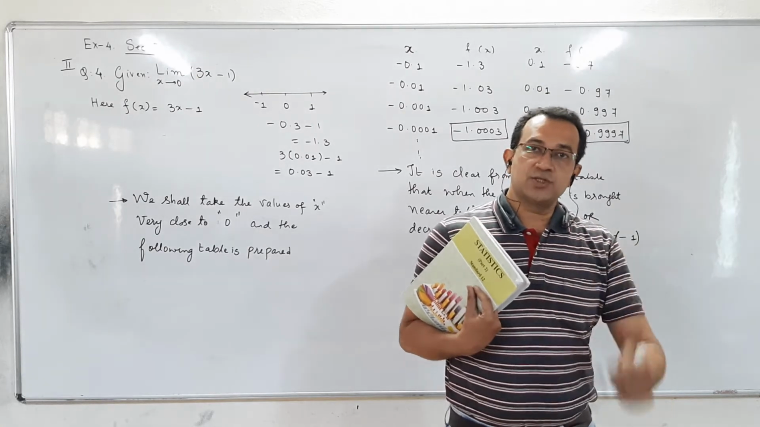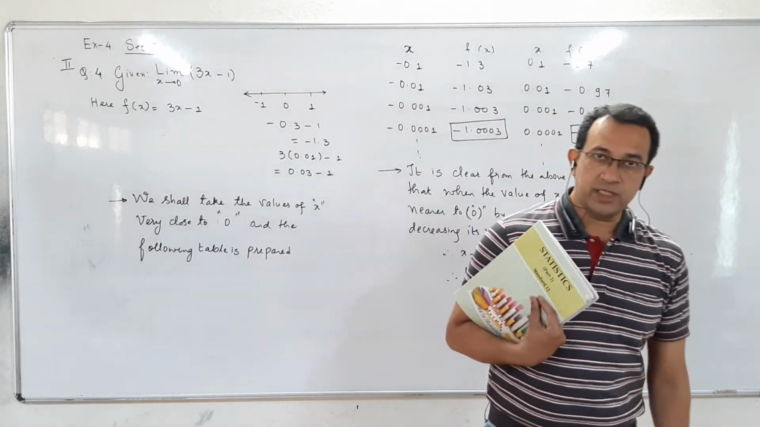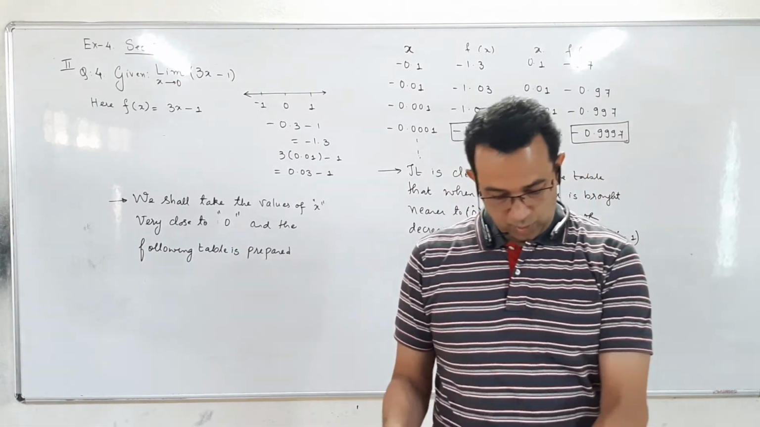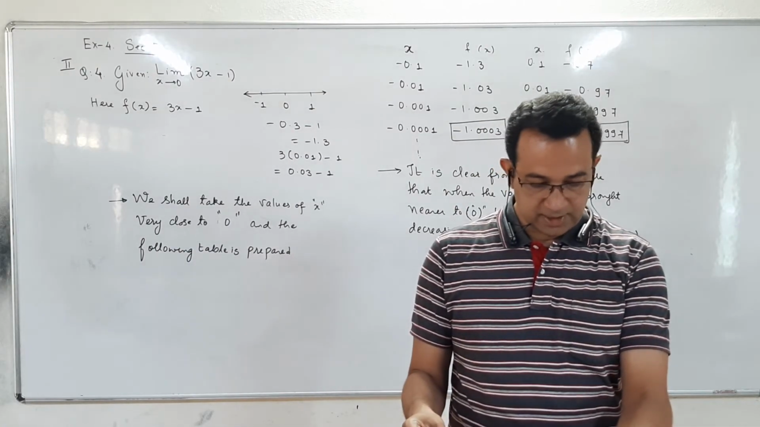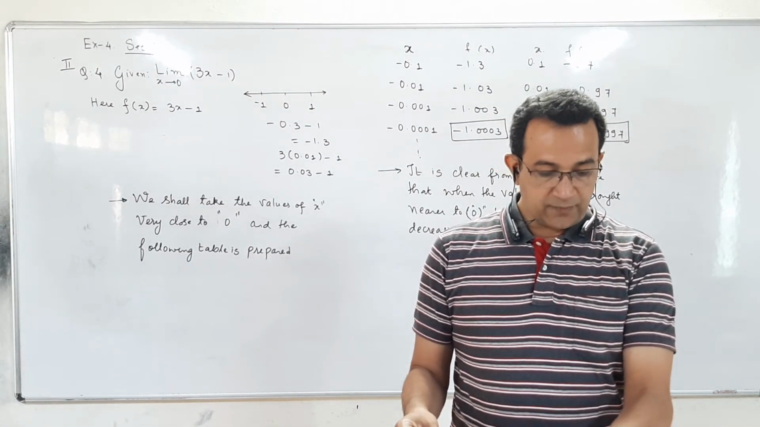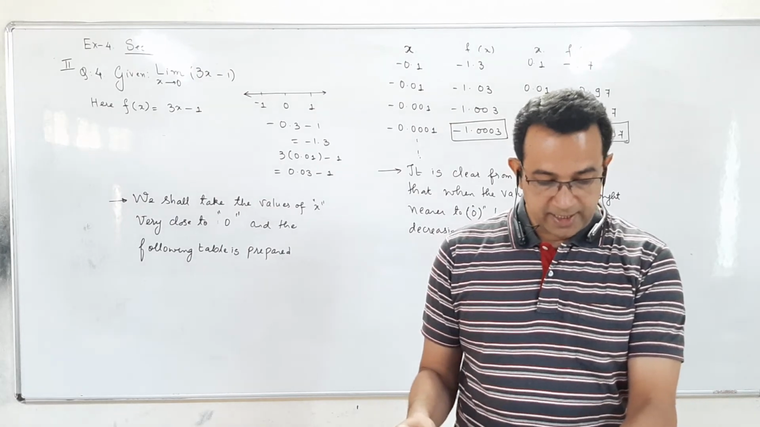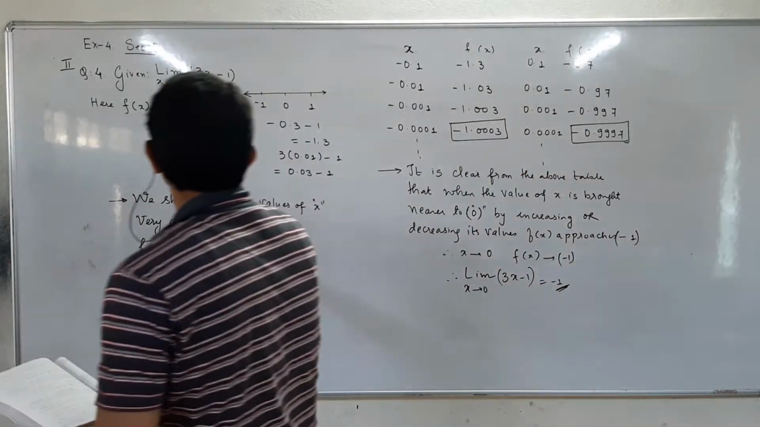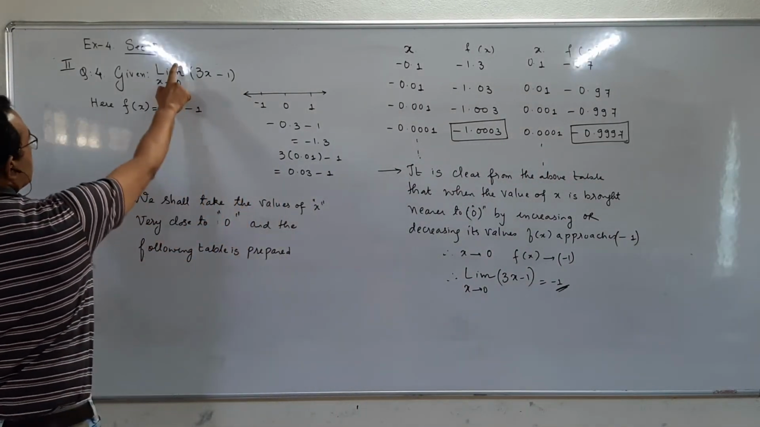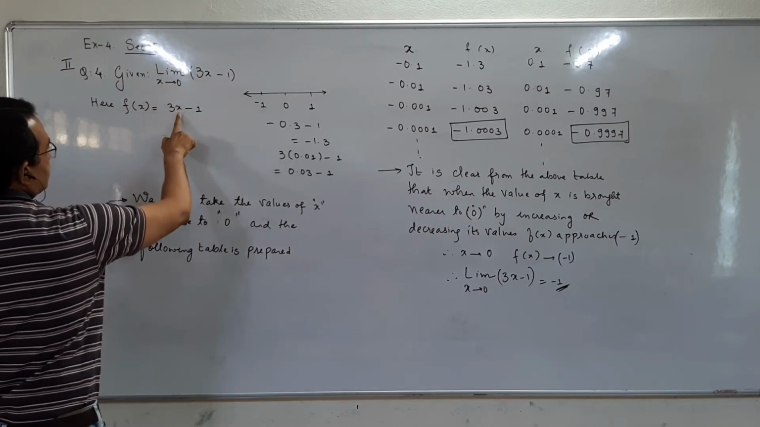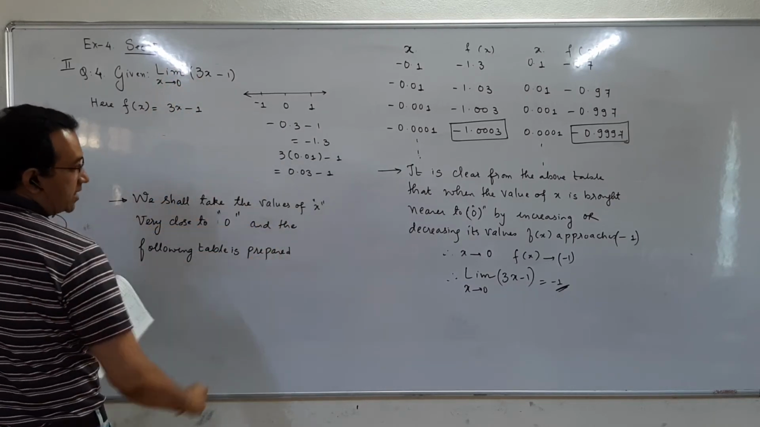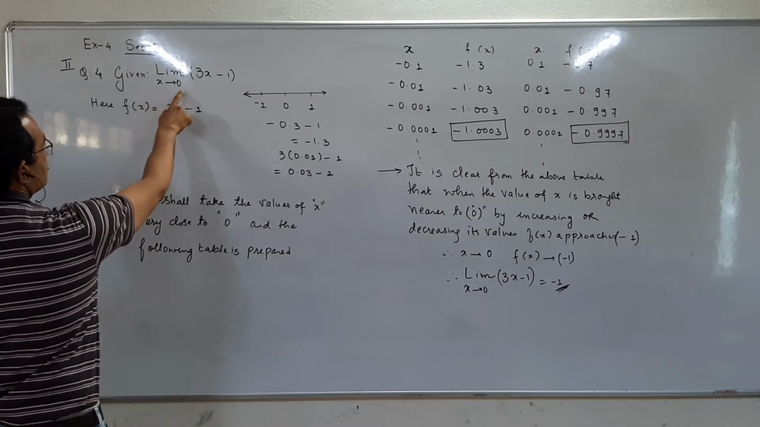I will explain this 2 to 3 times, so do not worry, students. Now, on page number 146. Definition. The function f of x has a limit L as x tends to a. Let us take this example. This function f of x is 3x minus 1 has a limit minus 1 as x tends to 0.